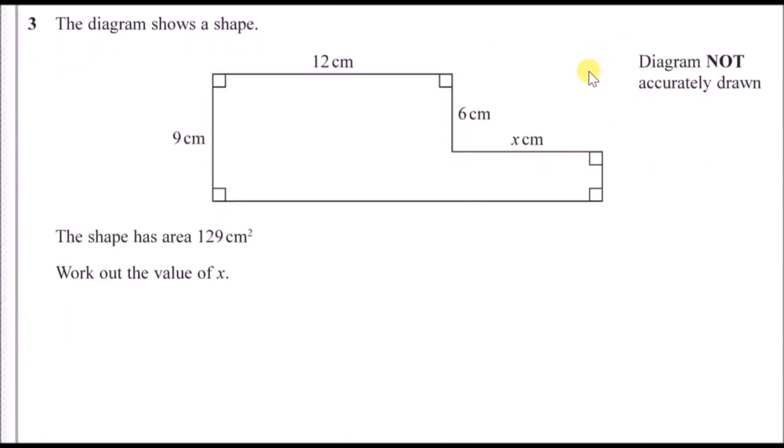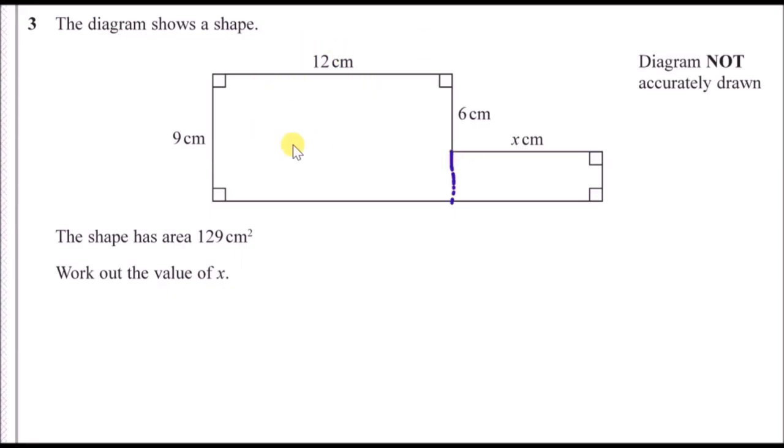All right, guys. Number 3. The diagram shows a shape. The shape has area 129 centimeters squared. Work out the value of x. Okay, when you get shapes like this, my advice is to always try and split them up. So what I would do is just draw a dotted line somewhere around here. Then I'll just try and work out the area of each block.